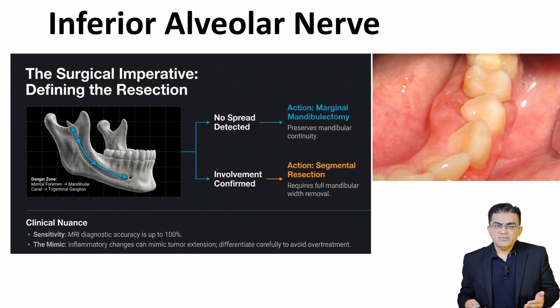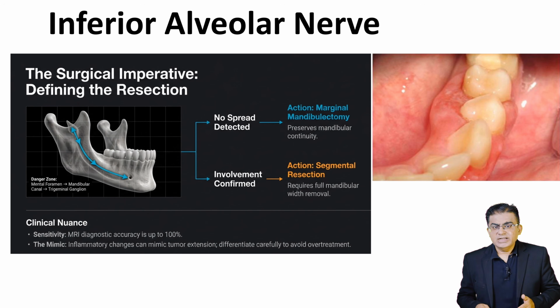However, if nerve involvement is confirmed, your entire surgical plan changes. You can no longer preserve the mandible. You must do a segmental resection. You have to remove the full width of jaw to ensure you clear the disease, and as you know, this major bone resection severely drops the patient's quality of life.